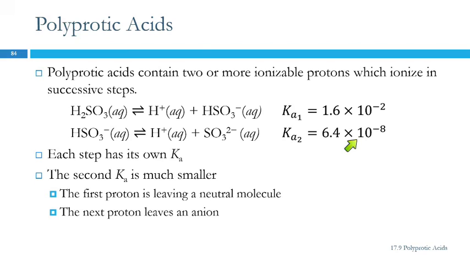The second one is much smaller than the first one. First one here, 10 to the minus 2. The second one, 10 to the minus 8. That's 6 orders of magnitude. That's a big, big difference. And this makes sense if we think about it, because when the proton is leaving this is a neutral molecule. Here, when the proton is leaving, it's leaving a negatively charged ion, so it's harder for it to leave, okay? So the first one is the biggest, the second one's much smaller, and if there's a third one, that's even smaller.